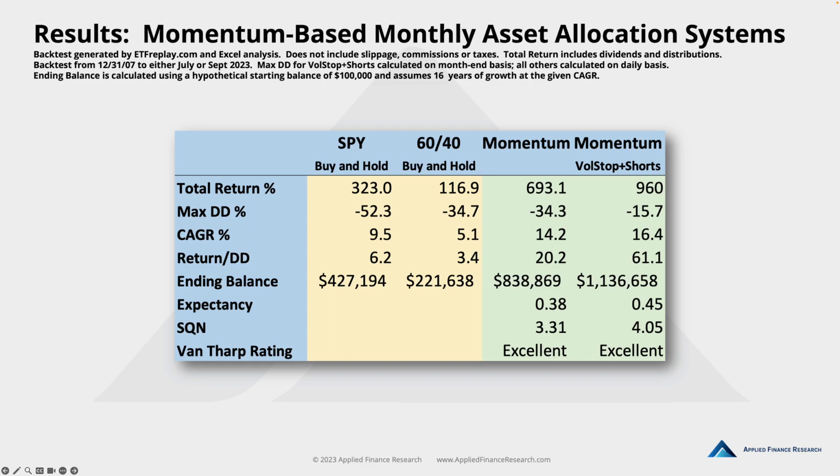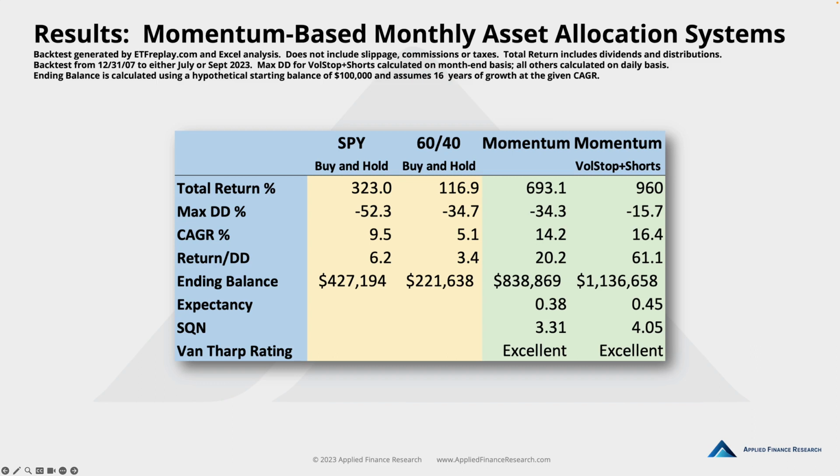When we add the optional second generation volatility stops and shorts to our momentum-based system, the numbers get even better. Return jumps to 960%, maximum drawdown gets cut to minus 15.7%, the compounded annual growth rate jumps to 0.4%, and return to drawdown ratio triples to 61.1. Here, our hypothetical $100,000 turns into $1.4 million.